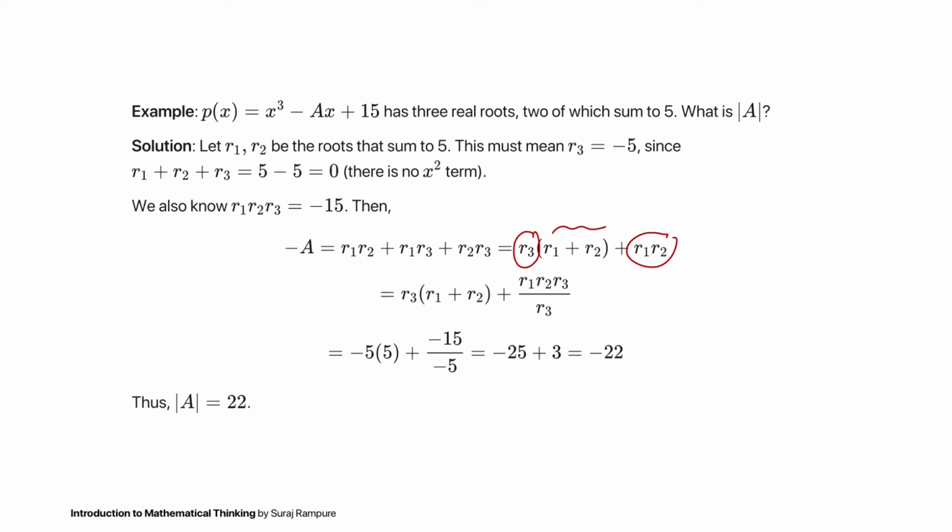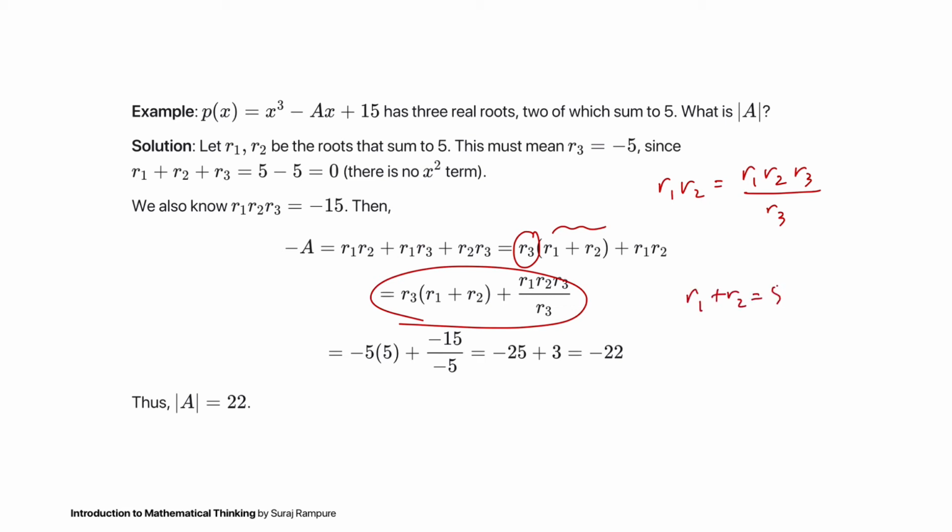What we can do is rewrite this last term, r1 r2, as r1 r2 r3 divided by r3, right? And the reason we do this is because we know what r3 is. It's negative 5. We just don't know what r1 and r2 are individually. So what I do is I write this as r3 times quantity r1 plus r2 plus r1 r2 r3 divided by r3, and then I plug in the values I know. I know r1 plus r2 is 5. I know r3 is negative 5. I know r1 r2 r3 is negative 15, and that gives me negative 22. So it tells me the absolute value of a is 22.